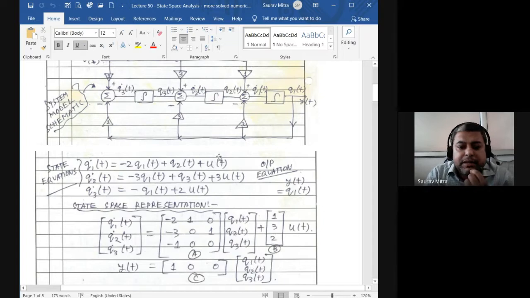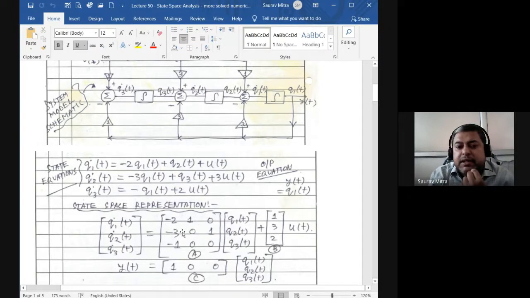Now represent these three equations, that is q1 dot, q2 dot, and q3 dot. The left side of the state variable representation is called q dot. So q dot is nothing but q1 dot, q2 dot, q3 dot in column form. On the right side, you can write q1(t), q2(t), q3(t) as only q(t), but you have to show that q(t) as a matrix. When you mature, automatically you will understand.